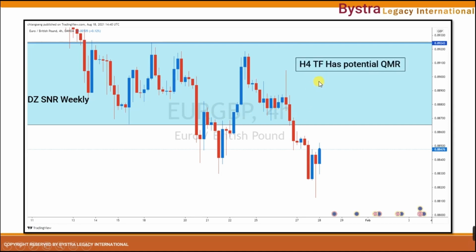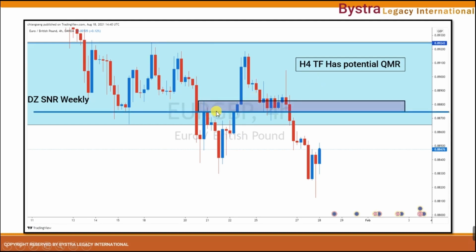At the H4 time frame, we have the potential QMR, which is this area. We mark the potential QMR with the horizontal line at the left shoulder. This is the high, low, higher high, lower low. You see the structure of it? And then we mark the zone from the body to the wick for monitoring purposes, so it's easy to monitor when the price comes back to this zone.